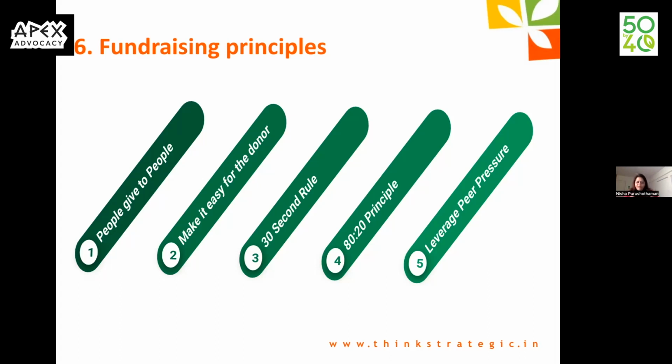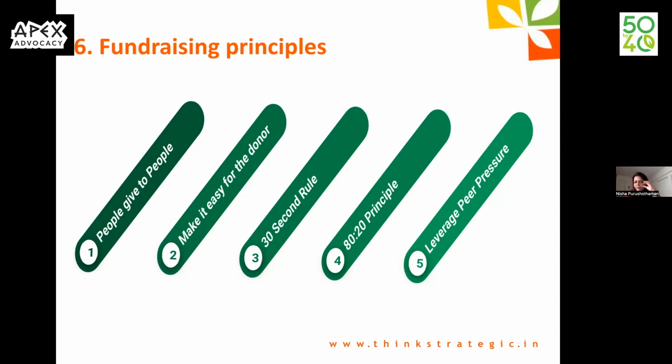And then, of course, moving on, we'll move to the fourth point, which is the 80-20 principle. Now, this I'm sure a lot of you are aware of. Going back to the donor pyramid, 80% of your money is probably going to come from the top of the pyramid, which is just 20% of your donors, right? So we need to treat those 20% differently.